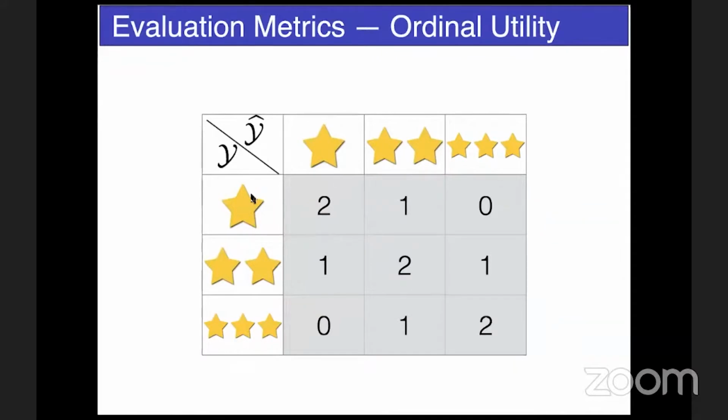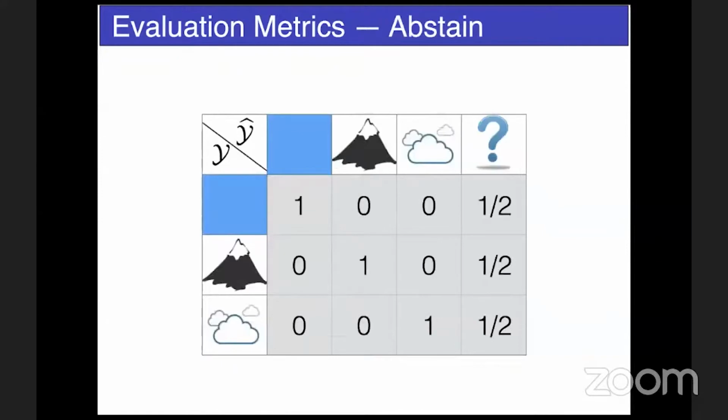If the true number of stars is 1, predicting 2 stars and 3 stars are both wrong, but predicting 3 stars is more wrong than predicting 2 stars. So this is a more natural evaluation metric for this kind of problem. You can even have problems where the set of predictions is different from the set of classes. For example, you might have a system which takes the same problem as before, classifies the images as either sky or mountain or cloud. But you can also have a situation where the classifier can just say, I don't know.